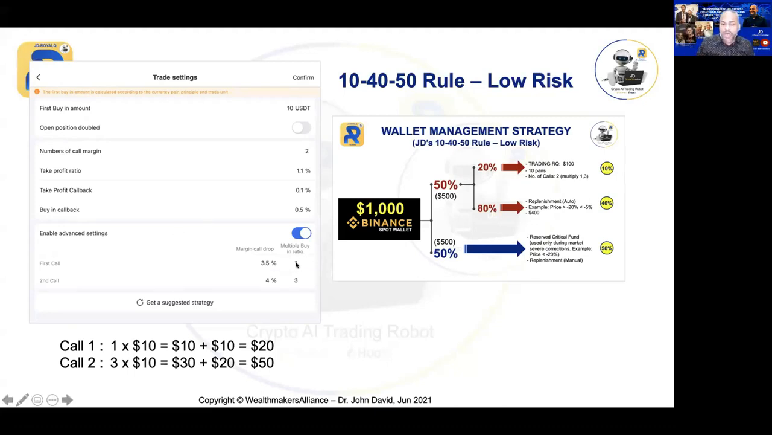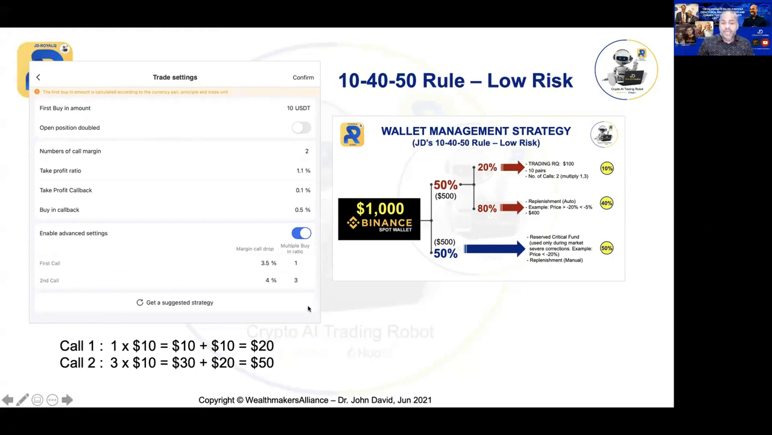Can you see that? This is 1 and 3. So this is a multiple. So you can see here, number of calls is 2. Multiple is 1 and 3. So number of calls is how many? Only 2. Don't follow the default setting. The default setting will be 5 or 7 calls. That will eat up all your fund in Binance. So don't do that.